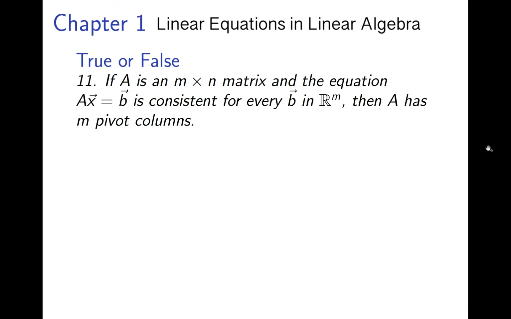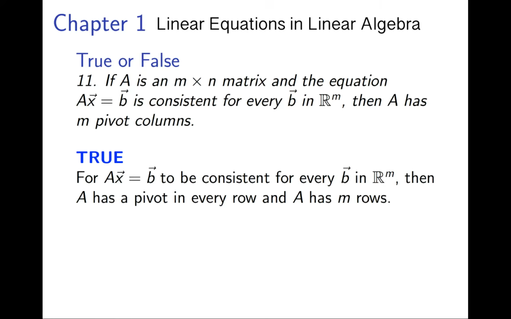Number 11. If A is an m by n matrix, and the equation AX equals B is consistent for every B in R^m, then A has m pivot columns. This is true. For AX equals B to be consistent for every B, A has a pivot in every row. And since A is an m by n matrix, it has m rows. So it must have m pivot columns.